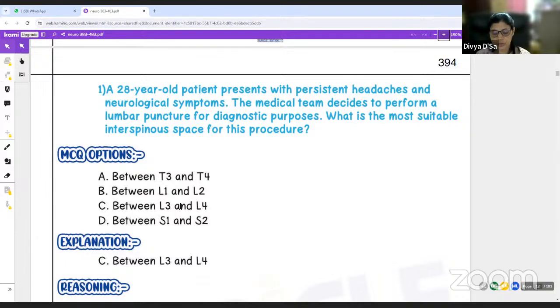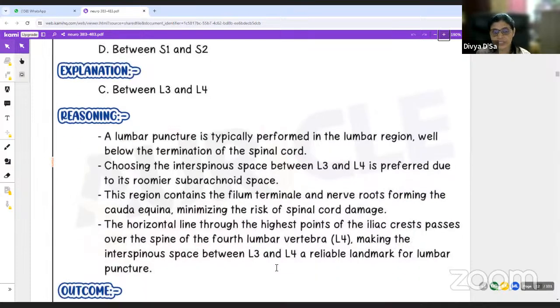Where it ends, the two spaces below that we take. Okay, so L3 and L4. So reasoning is what? Because a lumbar puncture is typically performed in the lumbar region, so below the termination of the spinal cord. So the interspinous space between L3 and L4 is roomy.